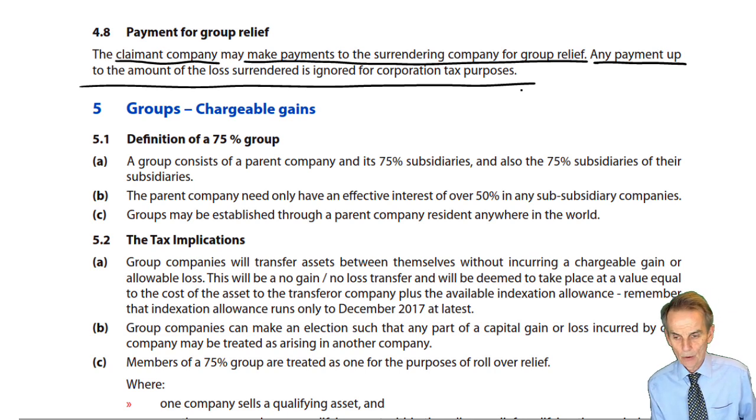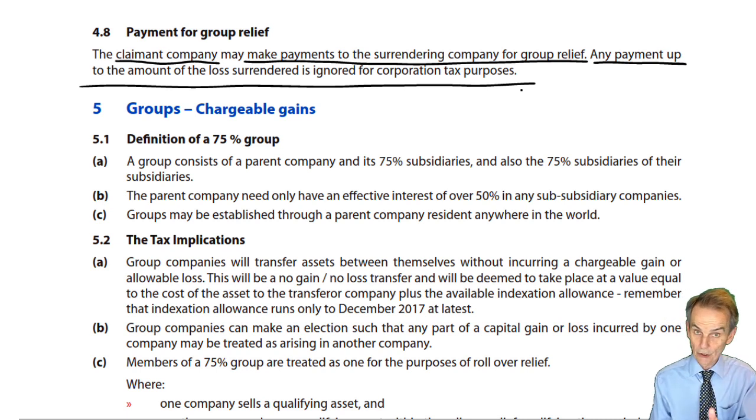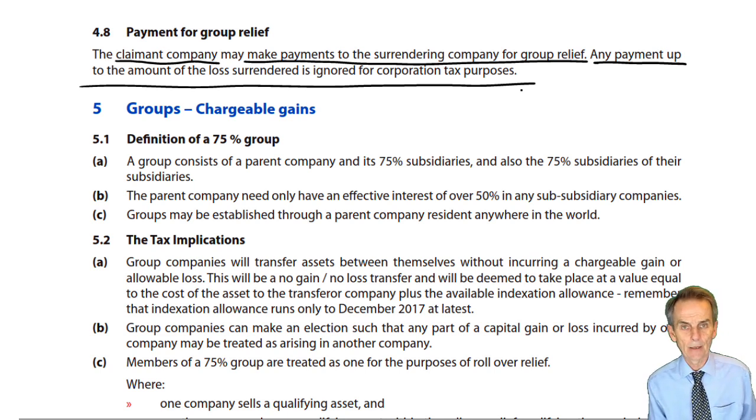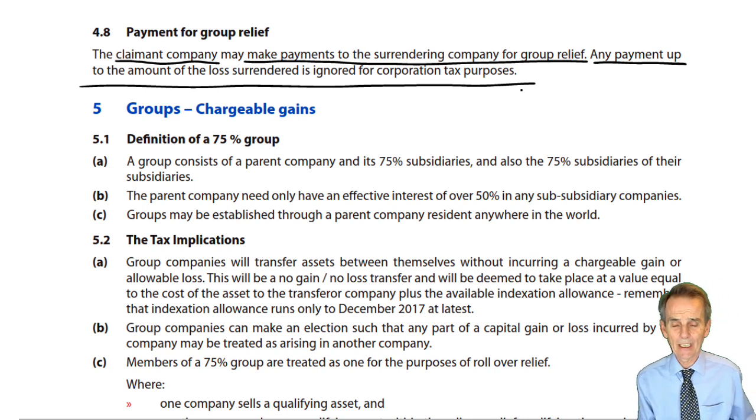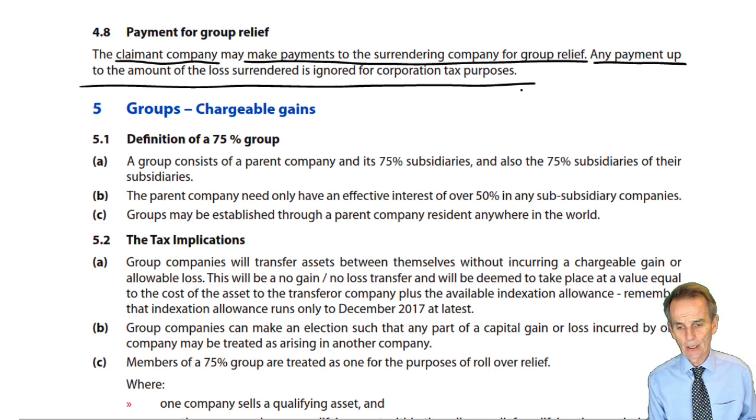So we've just surrendered £100,000 of loss from the surrendering company to the claimant company. The claimant company has, say, used that 100,000. That has reduced its profits taxed at 19%. So what you'd routinely see in a situation such as this is that the claimant company, who's now got a £19,000 lower tax liability as a result of this group relief claim, pays back the benefit of that tax relief, 19,000, to the surrendering company.